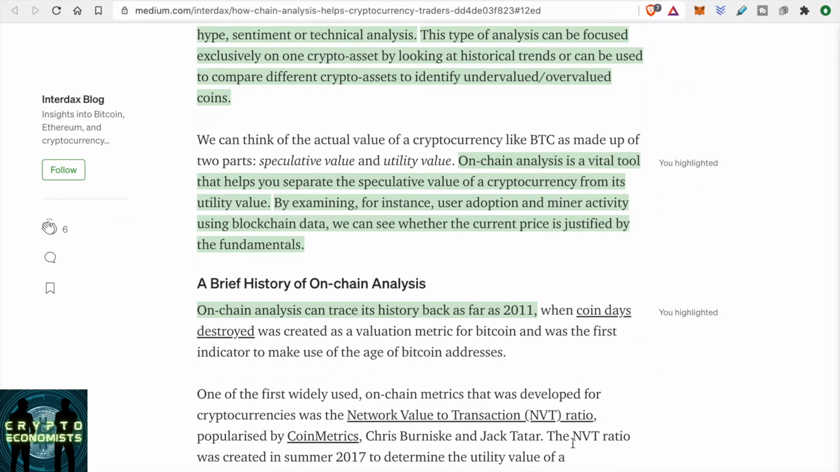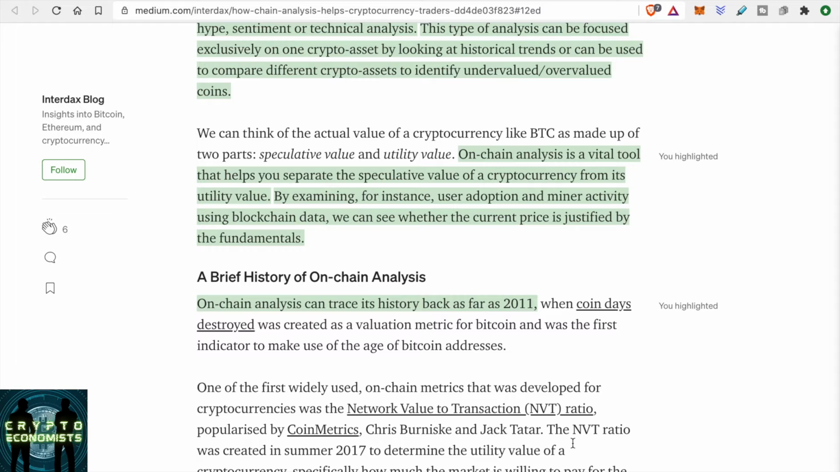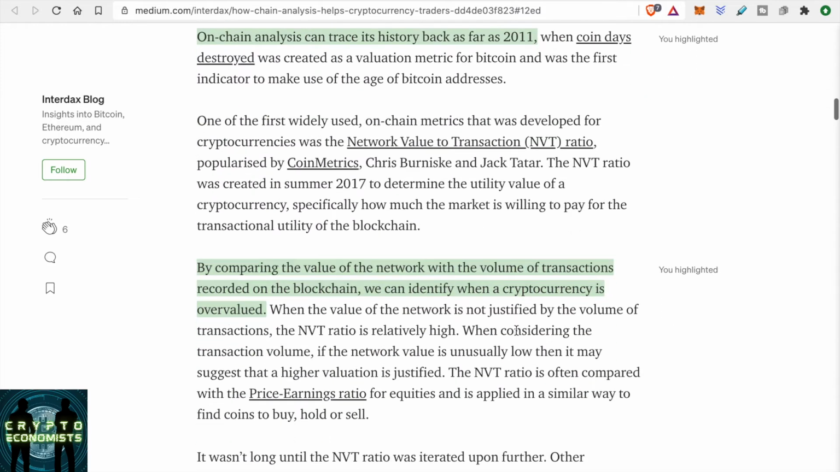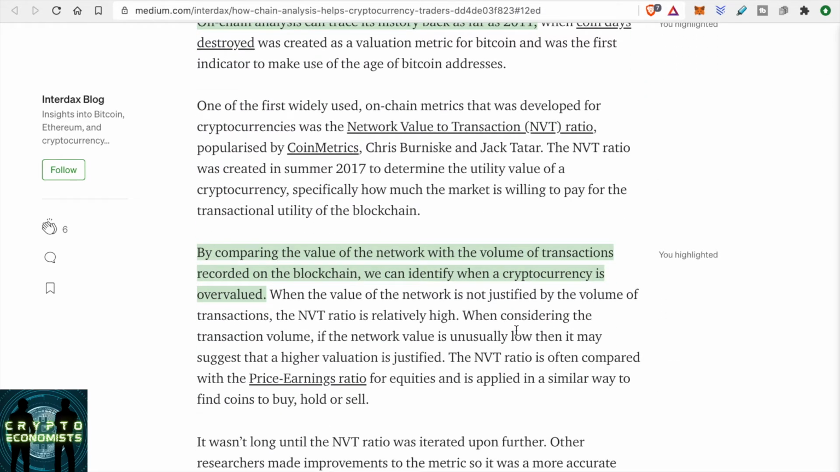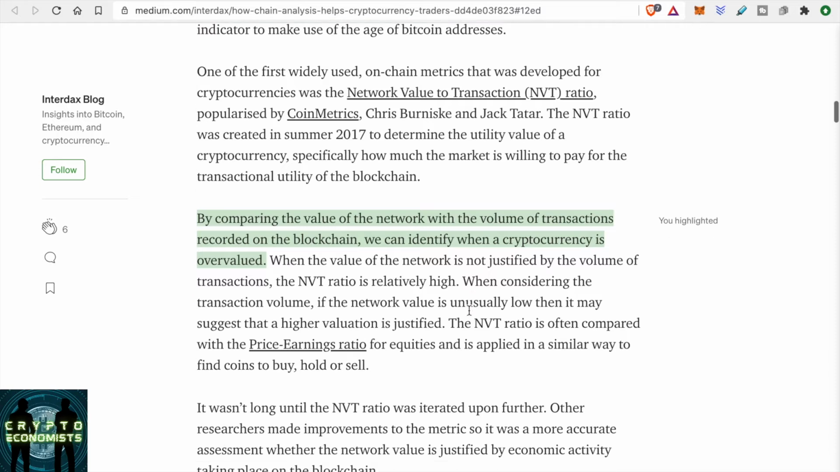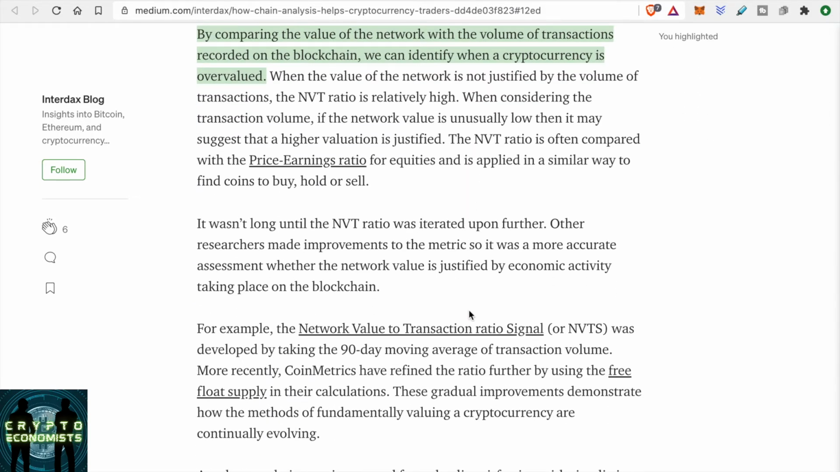On-chain analysis can trace its history as far back as 2011, so it doesn't get the full picture of when Bitcoin was incepted back in 2009, but it does go as far as 2011, which isn't too far to do this comparison. By comparing the value of the network with the volume of transactions recorded on the blockchain, we can identify when a cryptocurrency is overvalued. So this analysis really helps give a price, fundamentally speaking, of where the crypto should be, whether it's overvalued or undervalued. Help crypto traders.